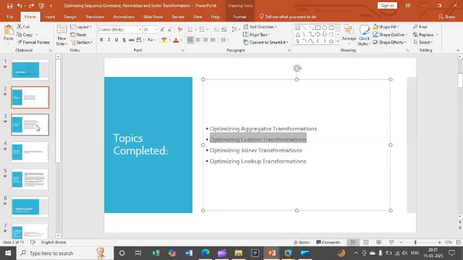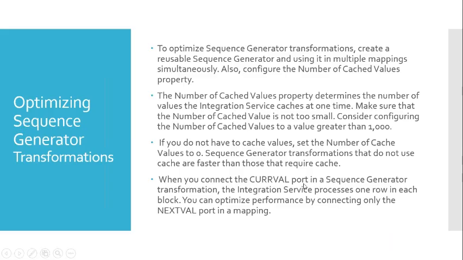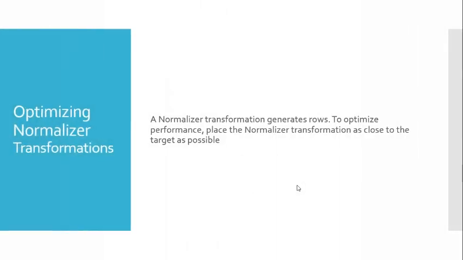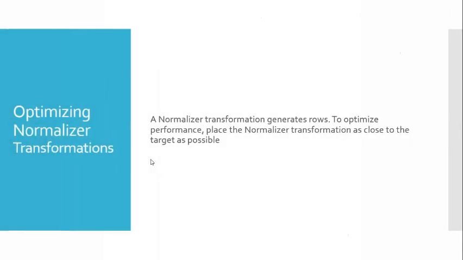The next topics I'm going to cover in the upcoming session are the normalizer transformation, sequence generator, sorter, source qualifier, SQL transformation, XML transformation, and lastly eliminating error transformation. So these topics I will cover in the next session. Whatever I completed, I just showed you. The next topic we start is the normalizer.